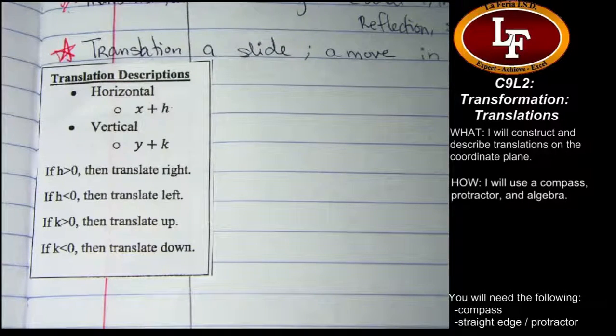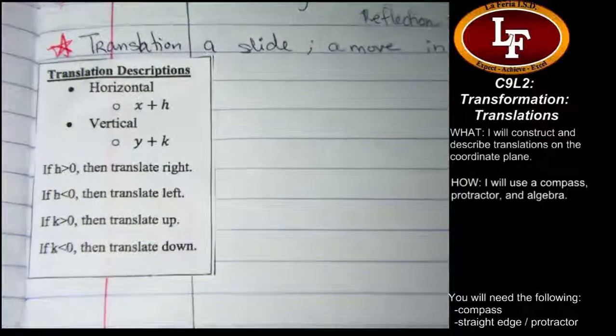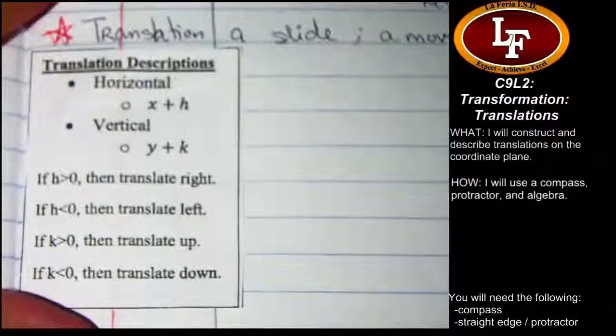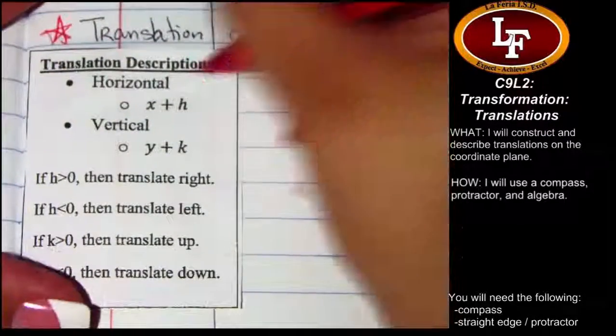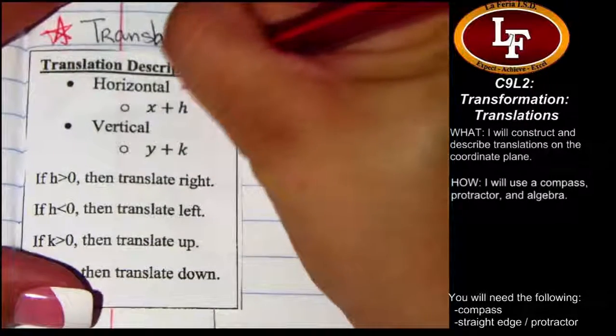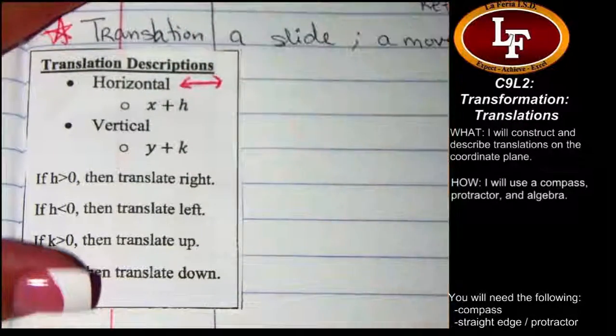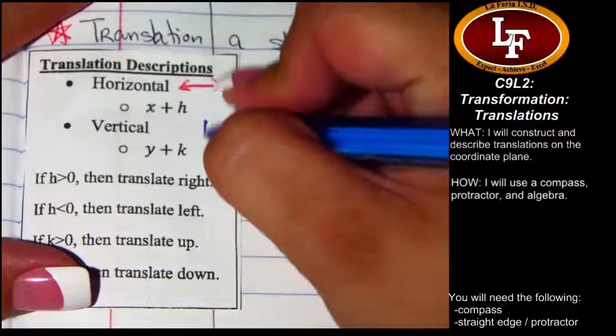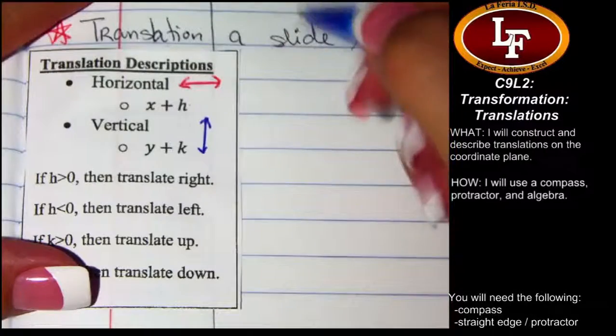All right, so let's look at our translation descriptions, and I'm going to zoom in pretty tight here so that you can see what's going on. So if we're moving horizontally, we're going to move side to side. So I want you to draw in a little picture of what horizontally is. And vertically is the up or down. So draw a little picture of the up or down.